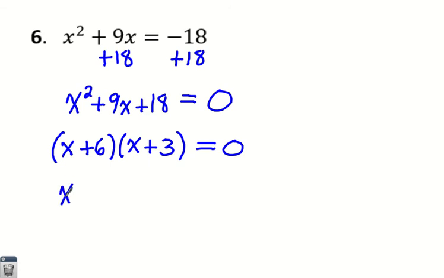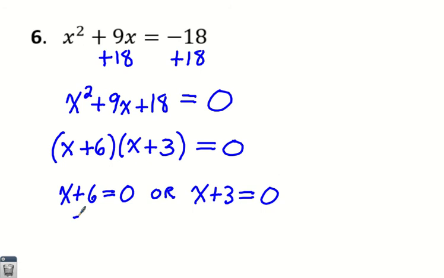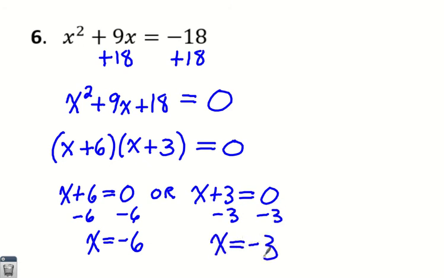And then, of course, the next step is to set both factors equal to 0, or all the factors equal to 0. There could be more than two factors. Foreshadowing. And so our two answers look to be -6 or -3.